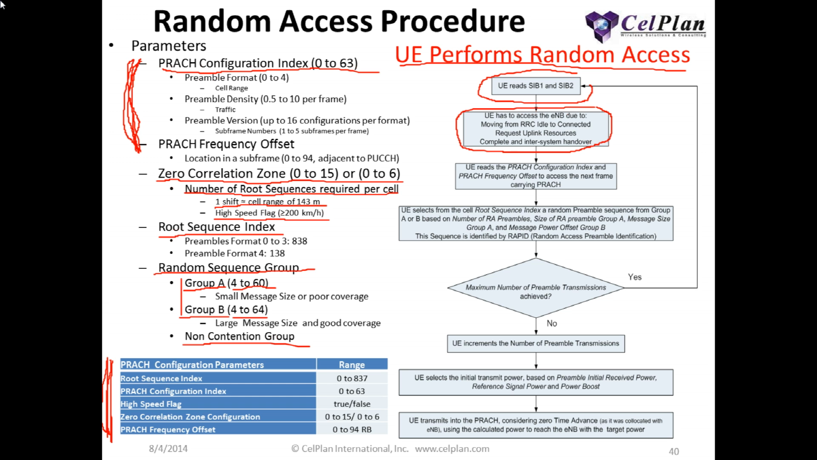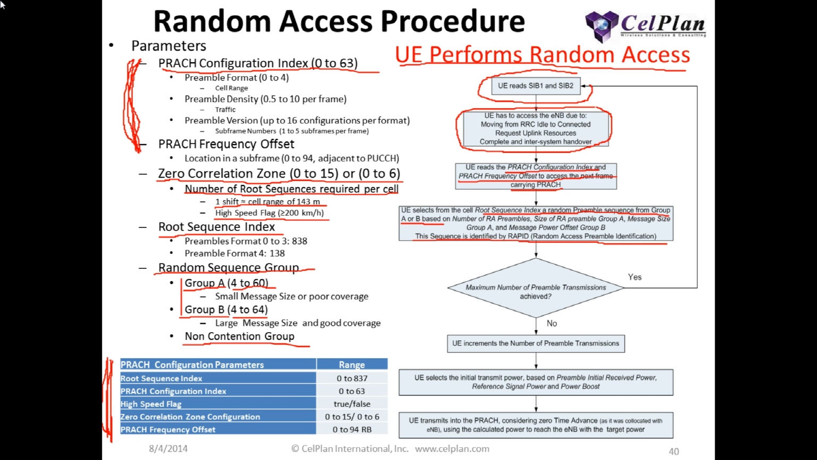Basically, what does it then do? It reads the PRACH configuration index and the PRACH frequency offset to access the frame that carries the PRACH. It selects the root sequence index, a random preamble sequence. So it selects one of the 64, or depending on how it's organized in Group A and Group B, and it sends the message. This sequence is identified by what we call RAPID, Random Access Preamble Identification.